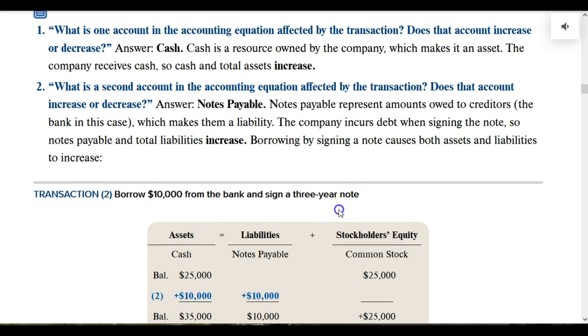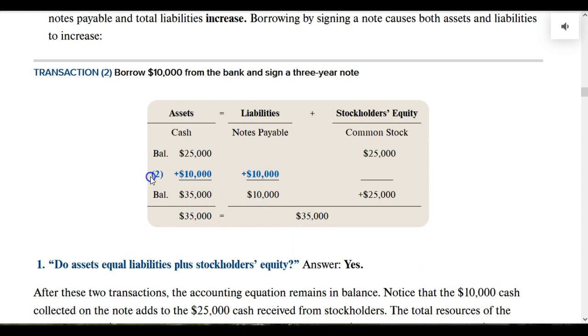Look at the impact on the accounting equation. Number 2 here, cash goes up $10,000. Notes payable goes up $10,000. Cash then has a new balance of $35,000. Notes payable, liabilities, $10,000, and common stock under stockholders' equity, $25,000. Now, liabilities plus stockholders' equity, 10 plus 25, $35,000 in total on this side, the right side, and we have $35,000 on the left side, the assets. So assets still equal liabilities plus stockholders' equity. It still stays in balance.